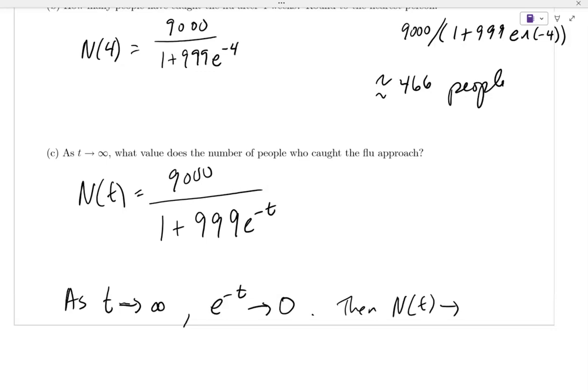So this part right here goes to 0, gets really, really small. If it gets really, really, really small, if I multiply by 999, is that going to have a lot of effect? No. So that's also going to be really, really small. And you add 1 to it. So what's the denominator getting close to? 1, right? So this is going to get closer and closer to 9,000 over 1 plus 0. Just replacing that last chunk with a 0, and we get closer and closer to 9,000.